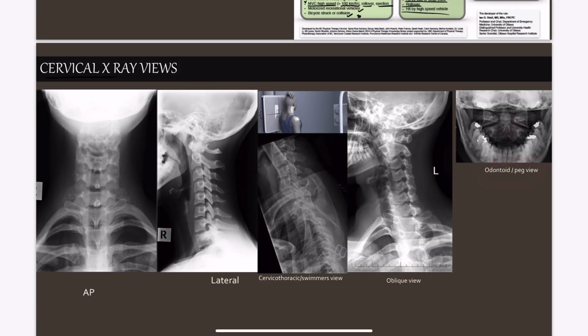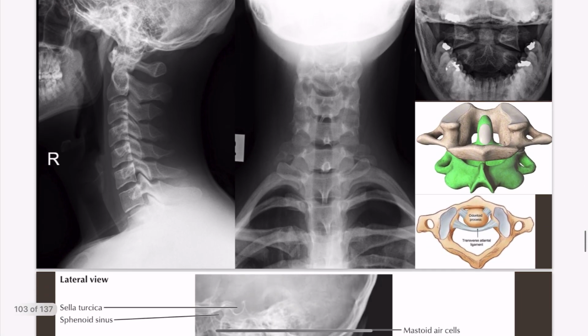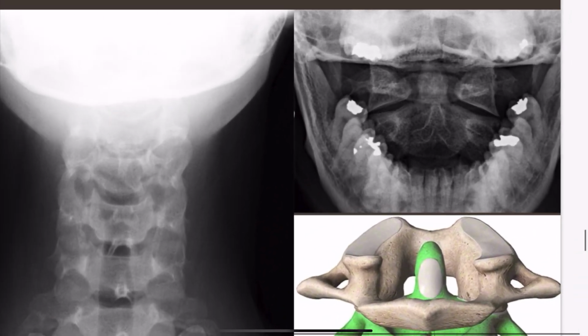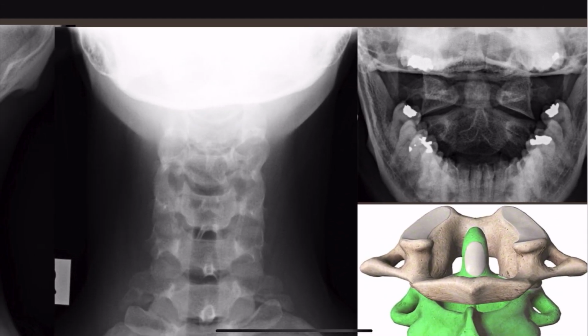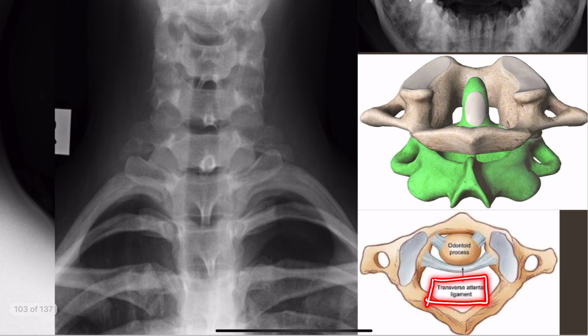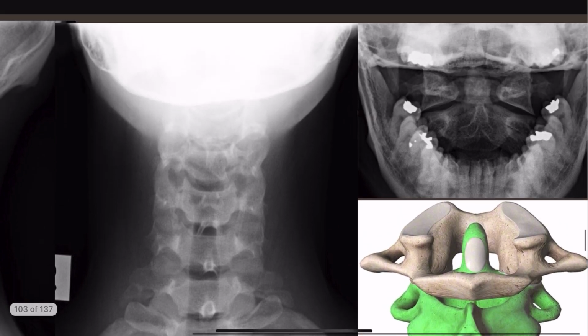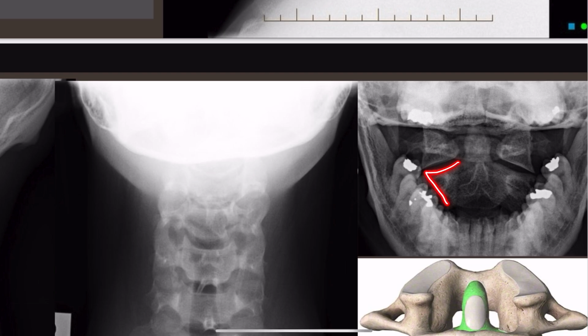or the odontoid view. You'll be able to see here is the axis, and these are the lateral masses of the atlas as well. Whenever we see a peg view, we will be able to differentiate whether there is a transverse atlantal ligament tear or not, because the transverse atlantal ligament is a very important part of stabilizing the atlantoaxial joint. If the transverse atlantal ligament is ruptured, there is instability of the atlantoaxial joint. So that we can find out in an X-ray of a peg view, which is an open mouth view.